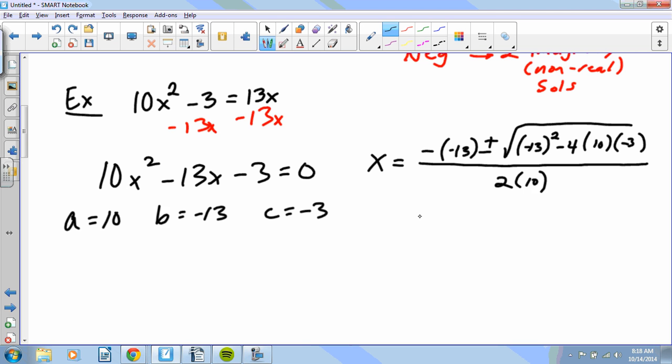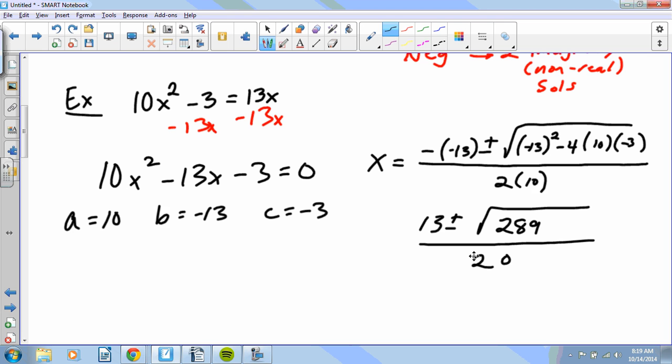The opposite of negative 13 is positive 13, plus or minus, and then the square root. Let's find out what our discriminant is. Okay, so I'm just going to go to my calculator and do negative 13 squared minus 4 times 10 times negative 3, and that gives us a grand total of 289. That's all over 20. Okay, so I've just gone through and done my basic math first here, and then we will go from there and work forward.